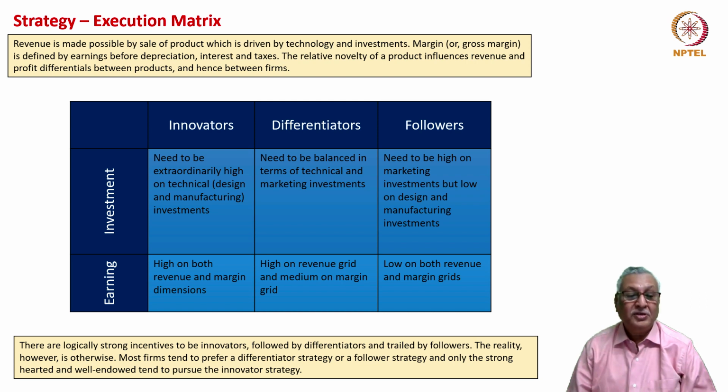The reality, however, is otherwise. Logic doesn't work always in this direction. Most firms tend to prefer a differentiator strategy or a follower strategy, and only the strong-hearted and well-endowed tend to pursue the innovator strategy. It is also a question of a company's culture, a company's vision. Big Pharma always looks at being innovator at any point of time, whereas generic pharma always try to be followers or creative followers.